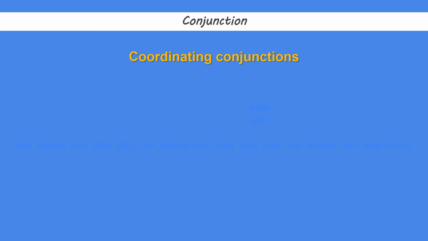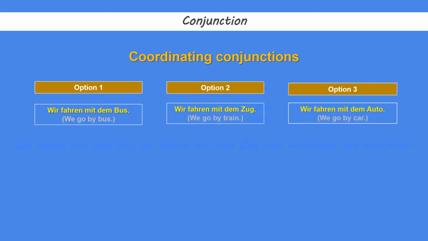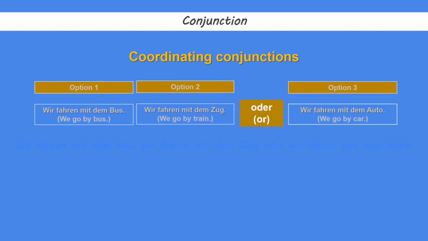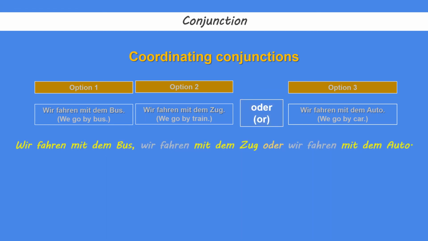Wir fahren mit dem Bus. Wir fahren mit dem Zug. Wir fahren mit dem Auto. Wir fahren mit dem Bus, mit dem Zug oder mit dem Auto. We go by bus, by train or by car.